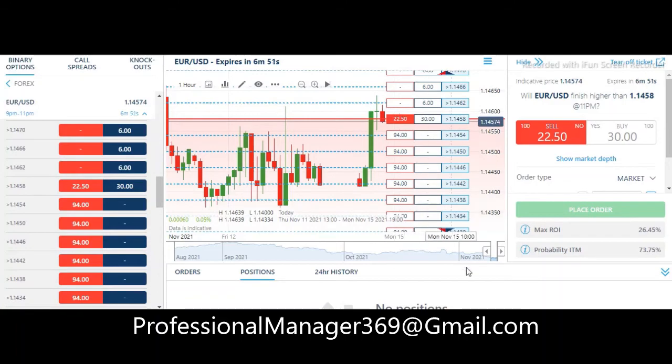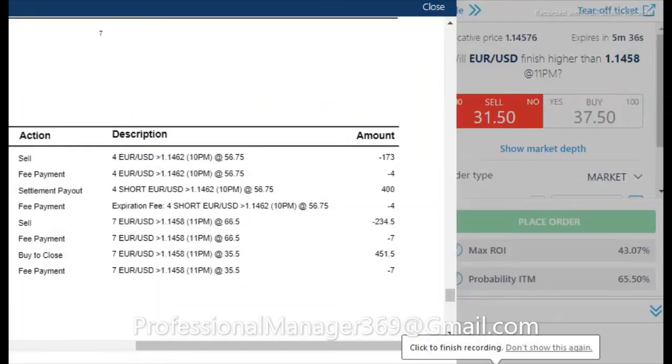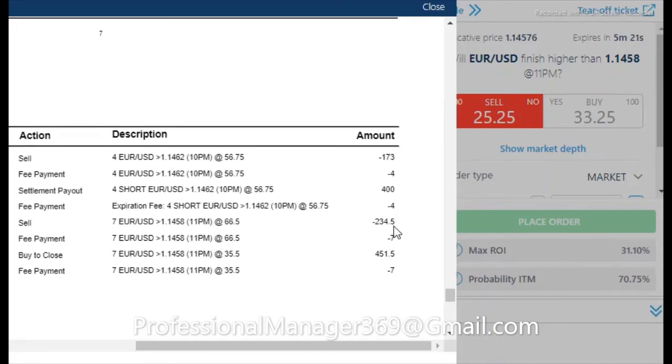Now let us see the statement. First trade, we invested 173 and got 400 at expiration. We waited for expiration time because the price gap was large from where we placed the trade. But in the second trade, the prices were very near, with movements 7 minutes before expiration. So for the safe side I closed the trade.